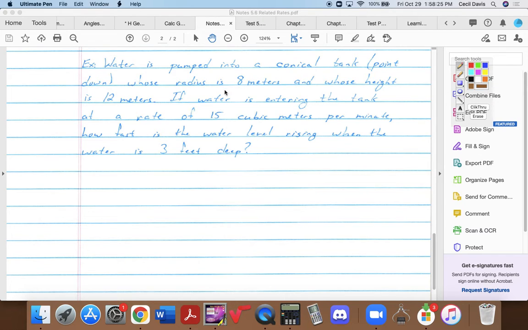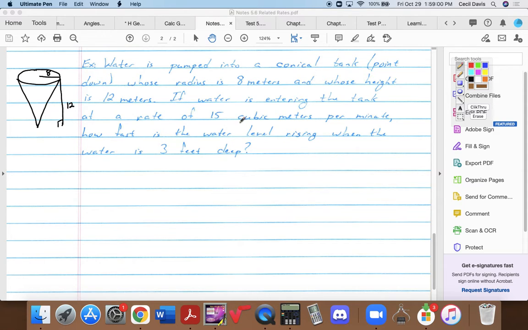Yep. All right, water's pumped into a conical tank, point down. And you're like, really? Is there such a thing? Well, most of the time they're not a cone because the bottom is cut off. Whose radius is 8 meters and whose height is 12 meters. I actually draw the height outside and you'll see why in just a second. Water is entering the tank at a rate of 15 cubic meters per minute. Let's stop there. What the heck does that mean?